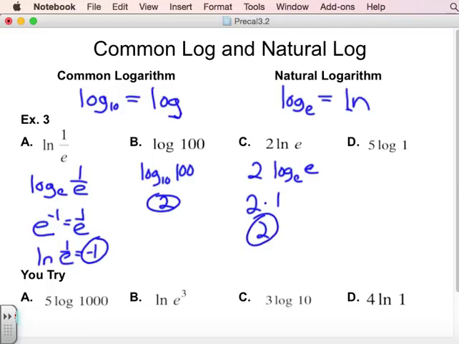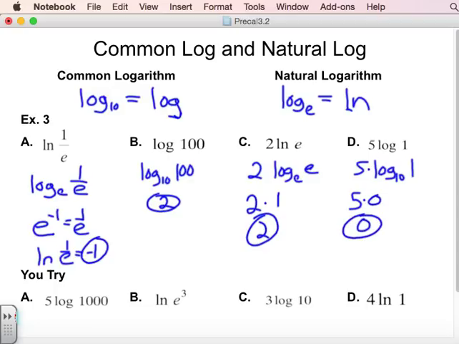And then D part, 5 times log base 10 of 1. Right, what would I raise 10 to, to get 1? Well, we said already, the log of anything to get 1 is 0. So the log base 10 of 1 is 0. 5 times 0 is 0.